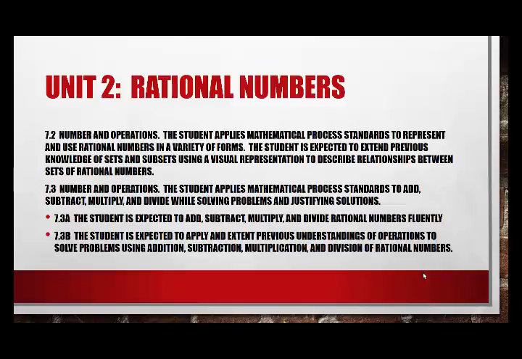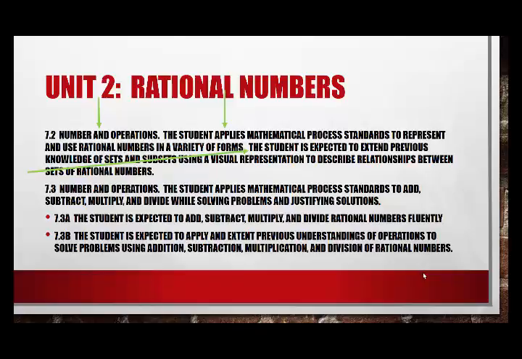Okay, in Unit 2, Rational Numbers, I want to first start by talking about strands, knowledge and skill statements, and student expectations. In 7.2, the strand is numbers and operations. The knowledge and skill statement is the student applies mathematical process standards to represent and use rational numbers in a variety of forms. And 7.2 is a little unusual in that it doesn't have right underneath it an A or a B. It's attached to the knowledge and skill statement. The student expectation is really included within that paragraph there. The student expectation is that the student is expected to extend previous knowledge of sets and subsets using a visual representation to describe relationships between sets of rational numbers.